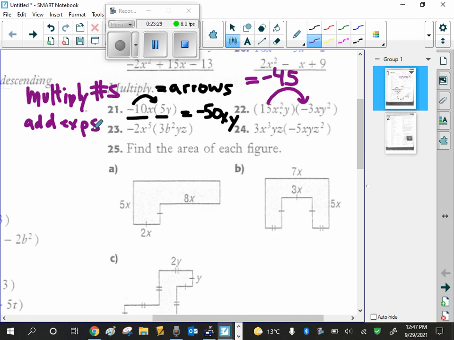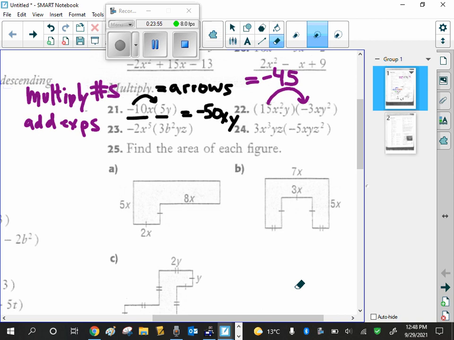So this is where x times x does equal x squared, because that's what x squared means, x times itself 2 times. So when you're multiplying, drawing arrows, and you have an x and an x, you don't keep the x, you multiply them together to get x squared. Man, I'm doing a good job right now, right?